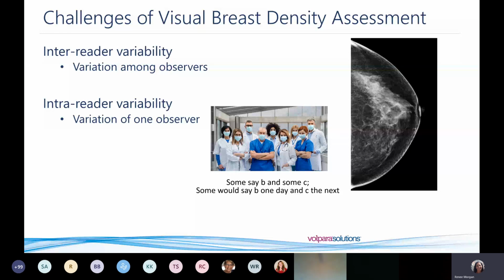So inter-reader variability is going to be variation among readers, where some radiologists might say this is a B, and some might call it a C. And when we talk about intra-reader variability, it means that there's variation from one observer, where one day the doctor will call this a B, and then next week the same doctor will call this a C.